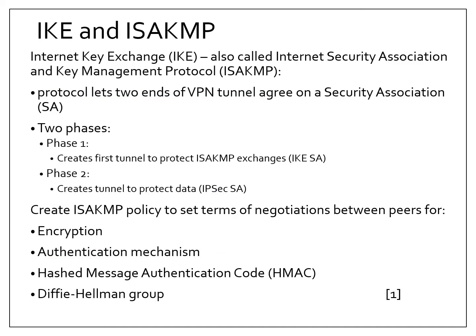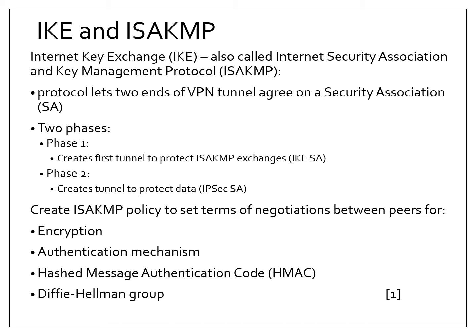We also need to look at something called IKE and ISAKMP. This is Internet Key Exchange, IKE, also called Internet Security Association and Key Management Protocol, ISAKMP. This protocol lets the two ends of a VPN tunnel agree on a security association, or SA. There are two phases. Phase 1 creates the first tunnel to protect the ISAKMP exchanges, that's the IKE Security Association, and Phase 2 creates a tunnel to protect the data, that's the IPsec Security Association.